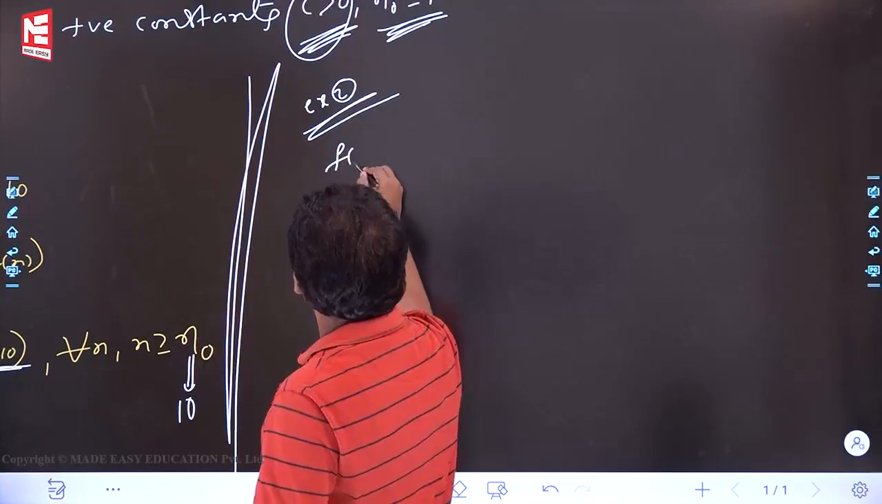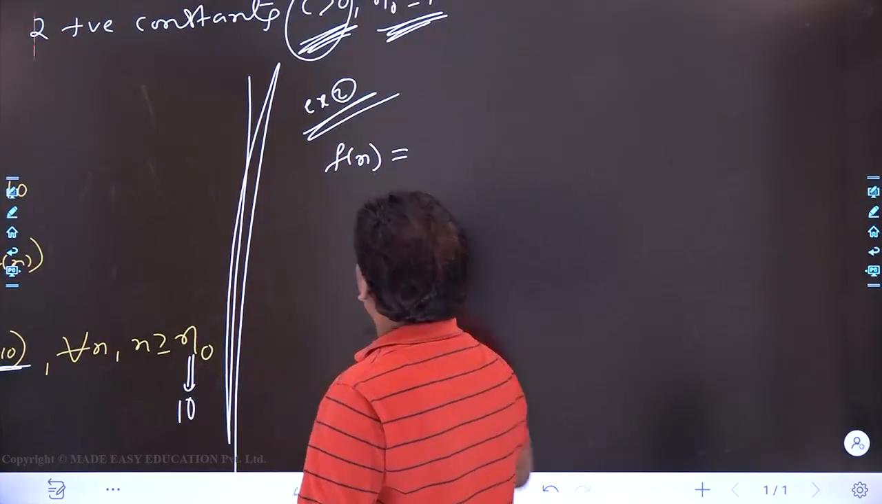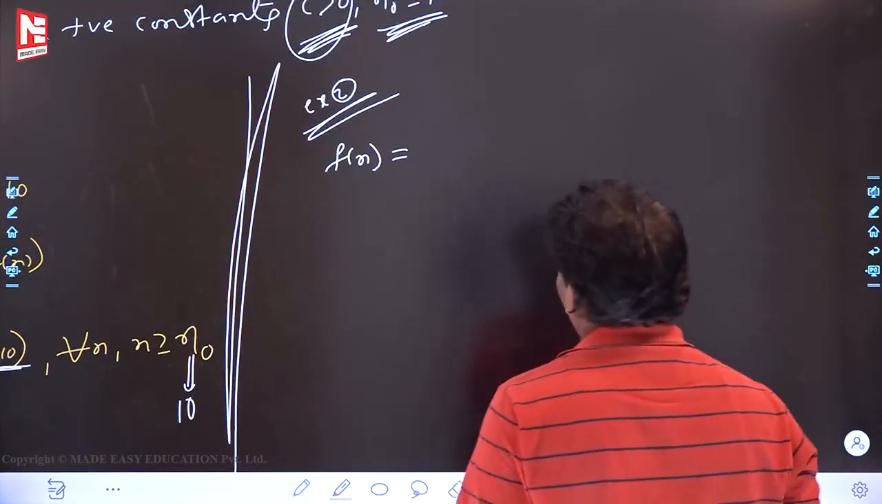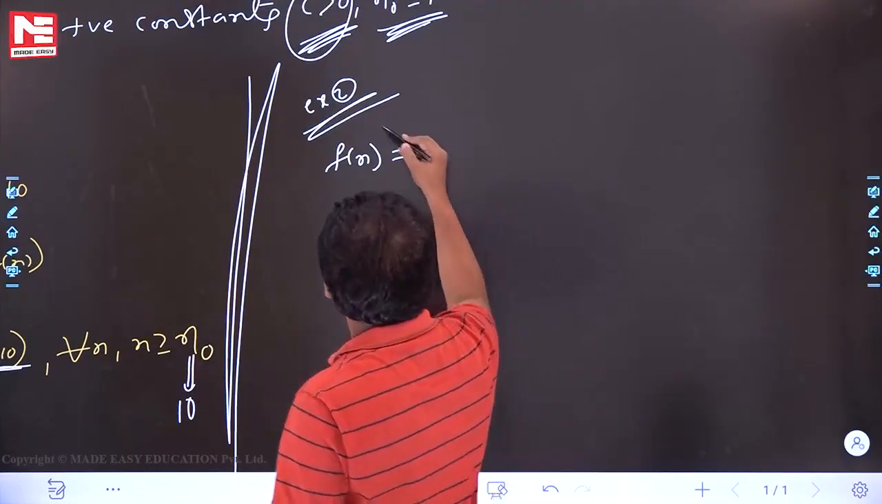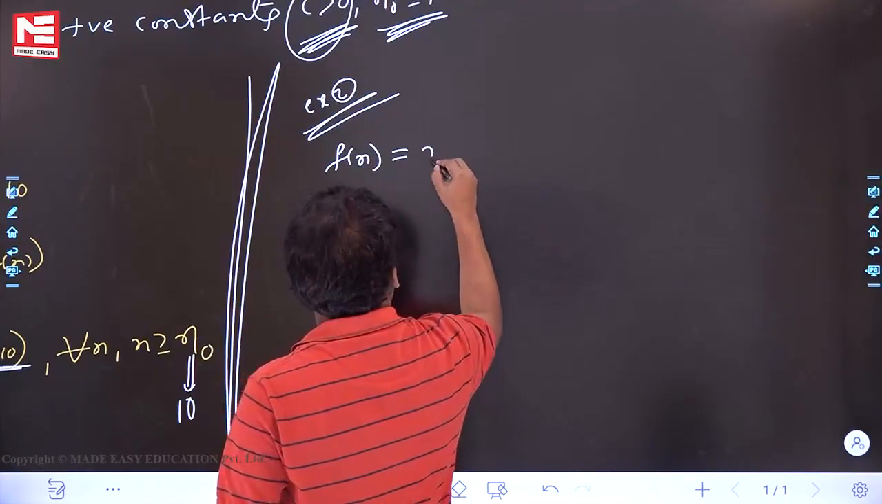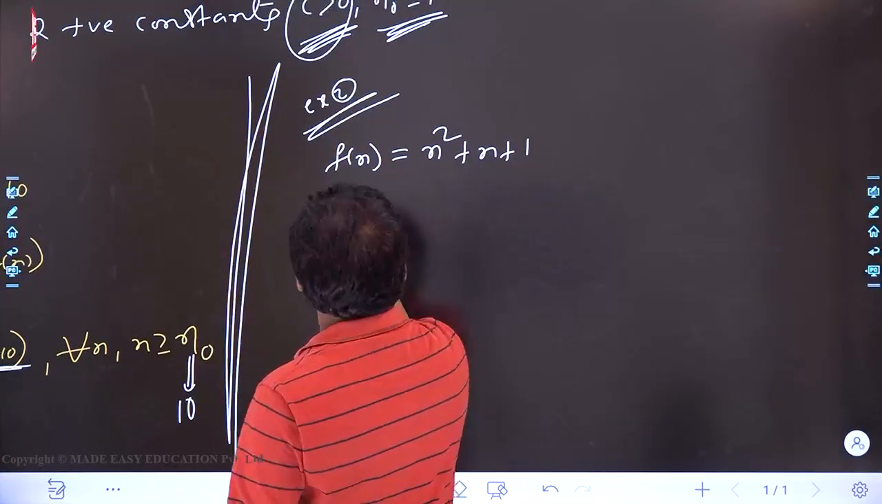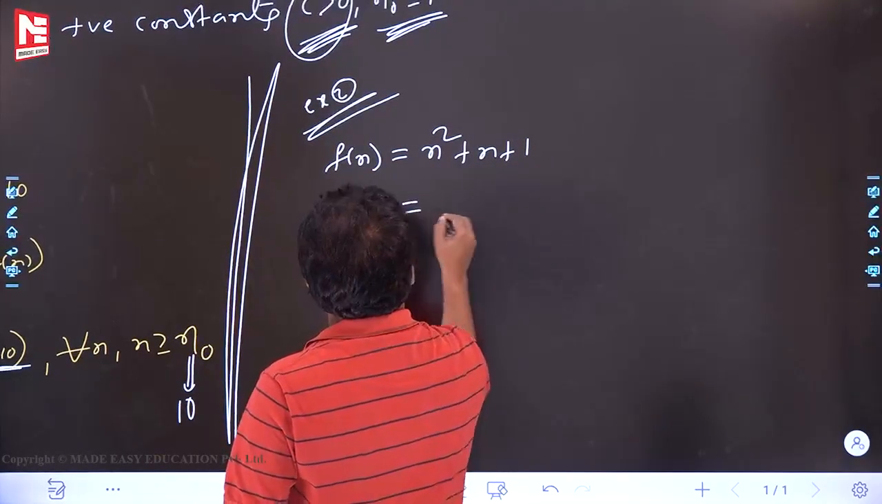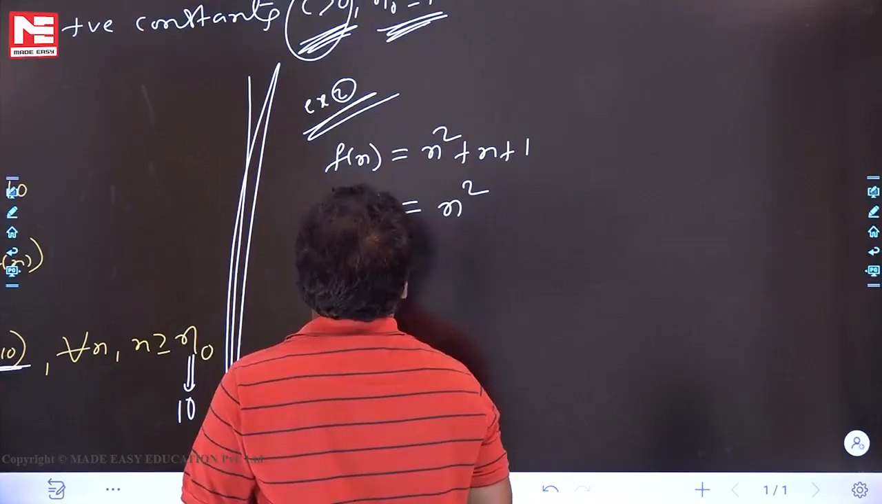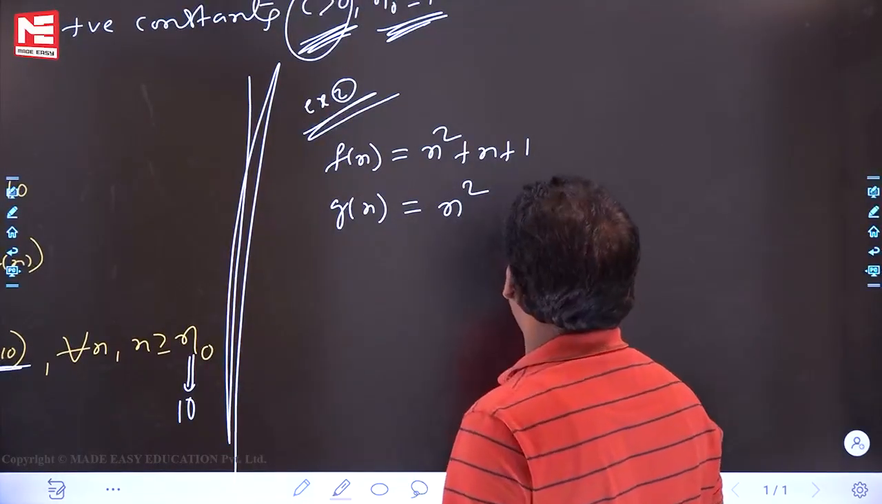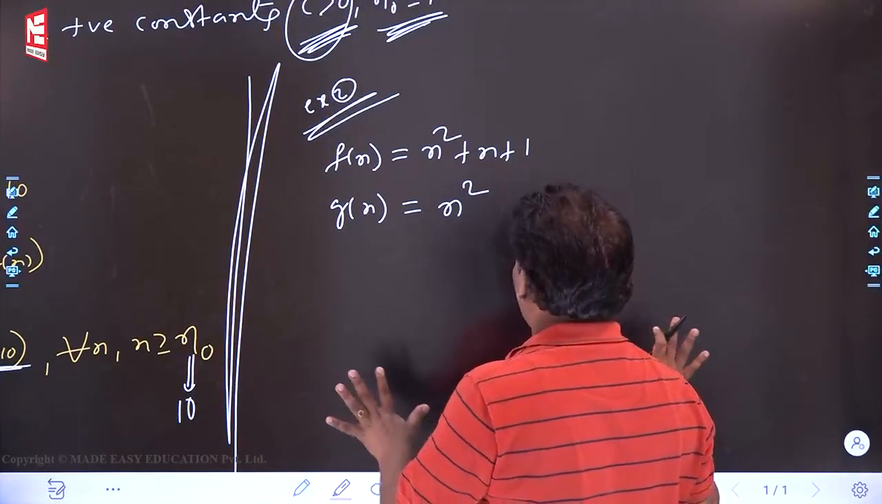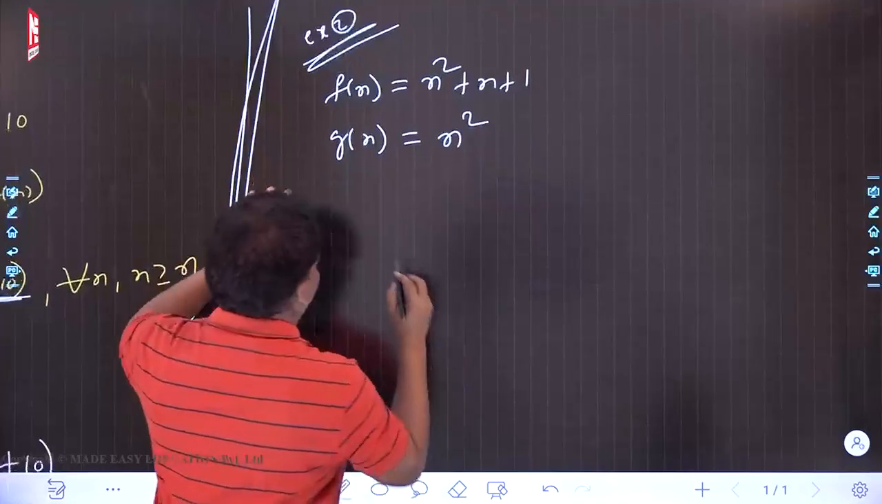Example 2. f of n is equal to n square plus n plus 1. g of n is equal to n square. Right? Now let me write.